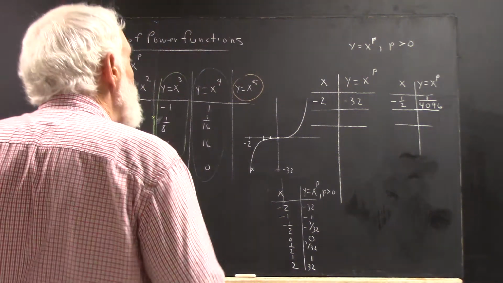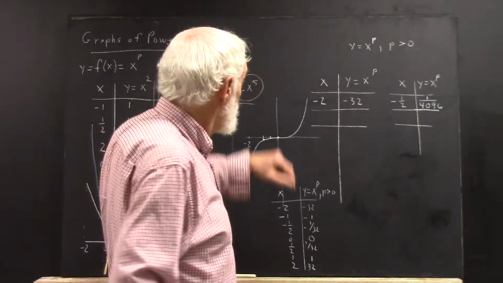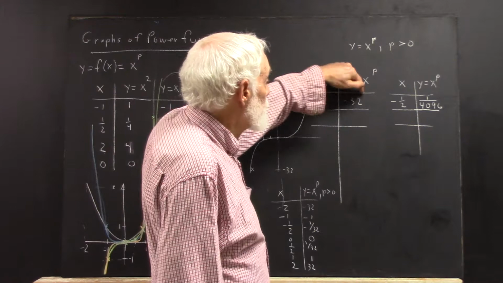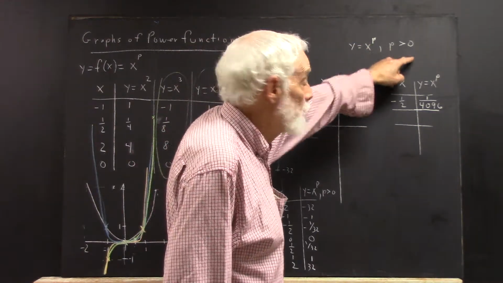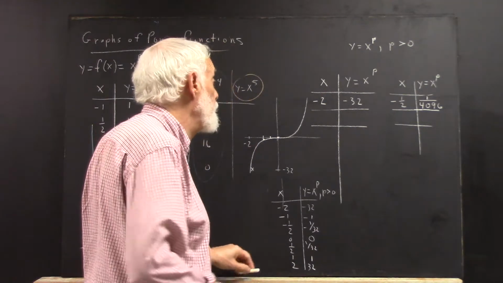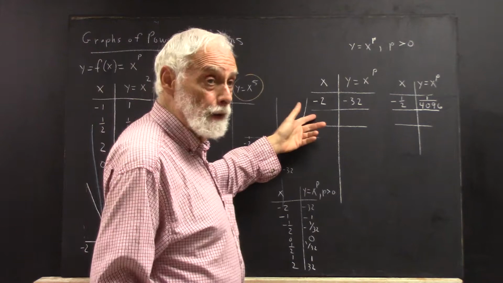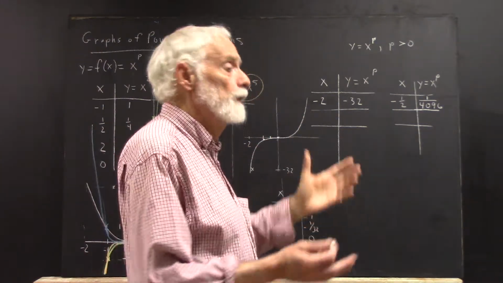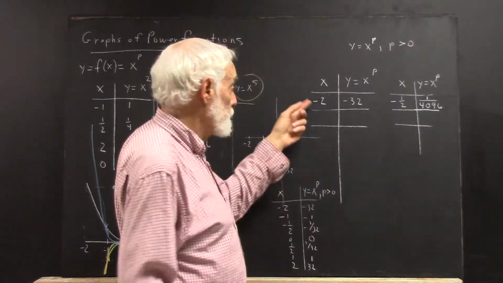Okay. A little more about graphs of power functions just to get a better feel for them. If when x is -2, y equals x to the p is -32, where p is a positive power, then what can we infer about the graph? I claim we can infer everything about the graph between -2 and 2, at least enough to make a good sketch. And I've done that here, but let's see how this works out.